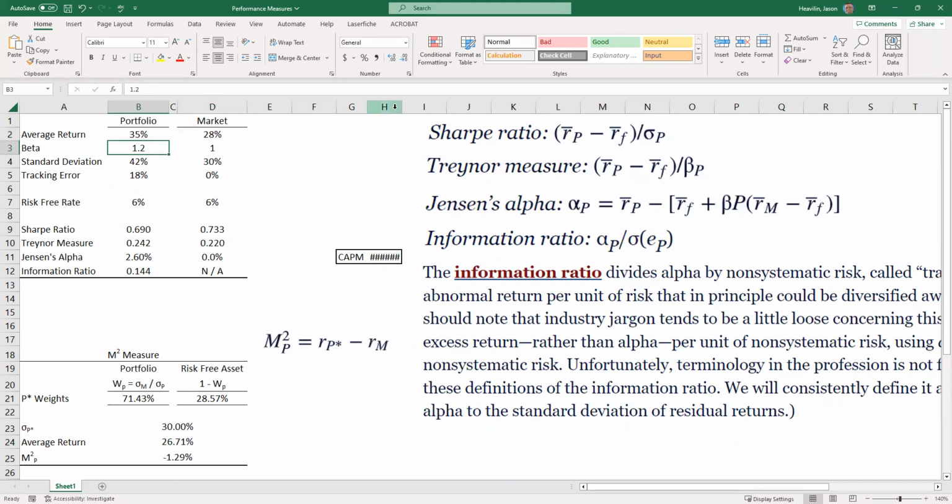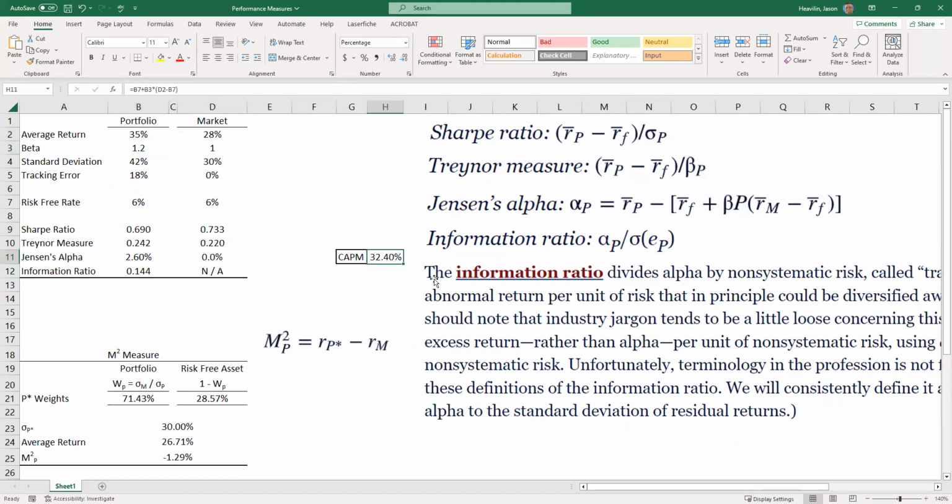Now, before I move forward, I calculated CAPM here on the side, just so we can do a quick comparison. The required return is 32.4%. But the portfolio is expected to return 35%. So that already tells you this portfolio is performing a little better than required. So things should be looking good for it.